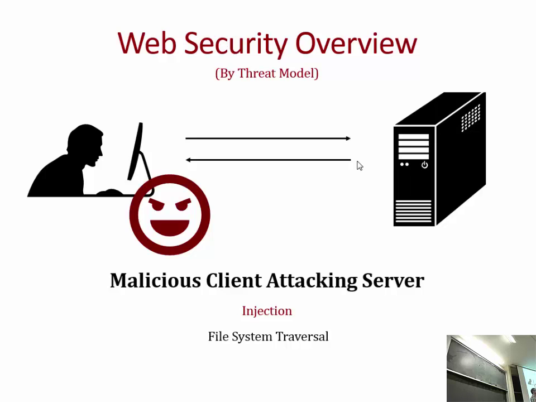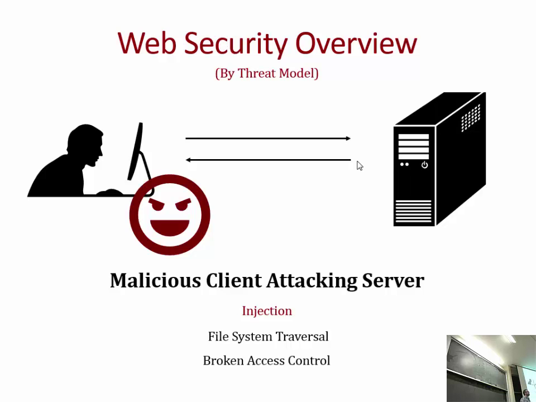If the server is unaware that it should just stay in its own directory, it says, oh yeah, that sounds good, I'm going to go to .., which is the parent directory, and the parent directory and so forth, and then it just gets any file on the server that it has access to. That's an example of file system traversal.